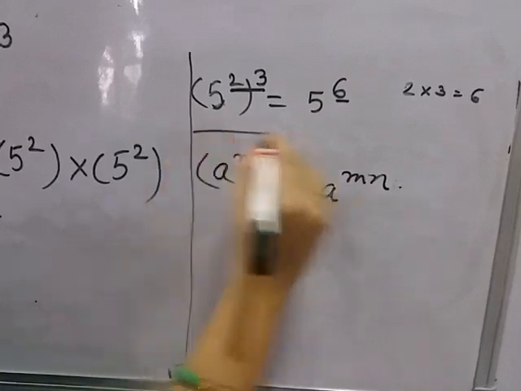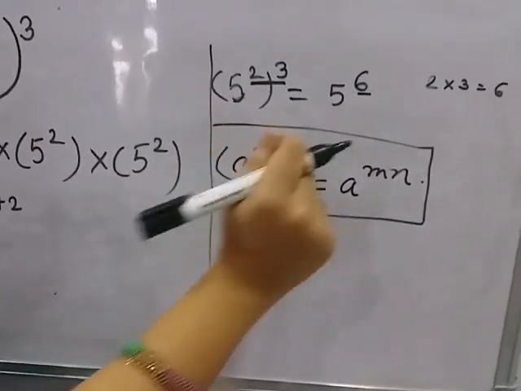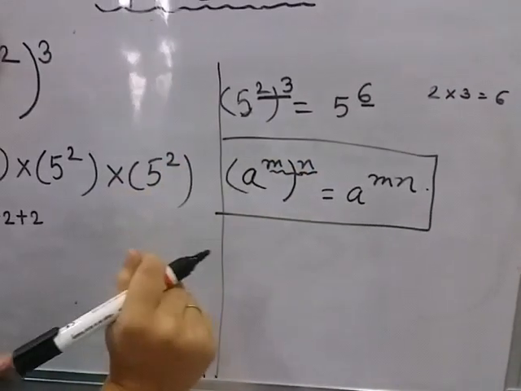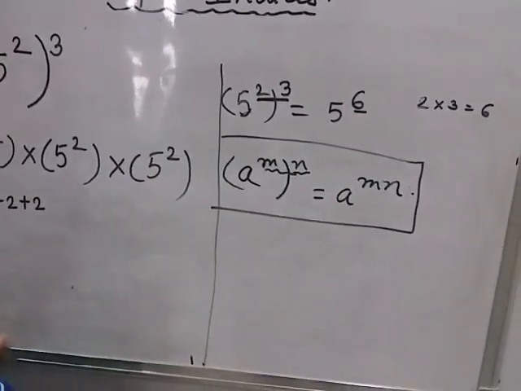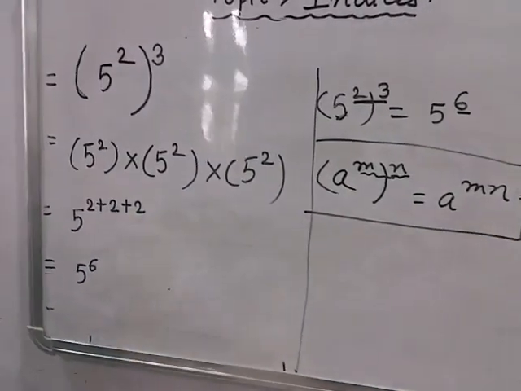So this is our next law of indices, that A raised to M outside N. So we are just going to multiply this index. So A raised to M into N. Okay, so this is again the next law of indices.